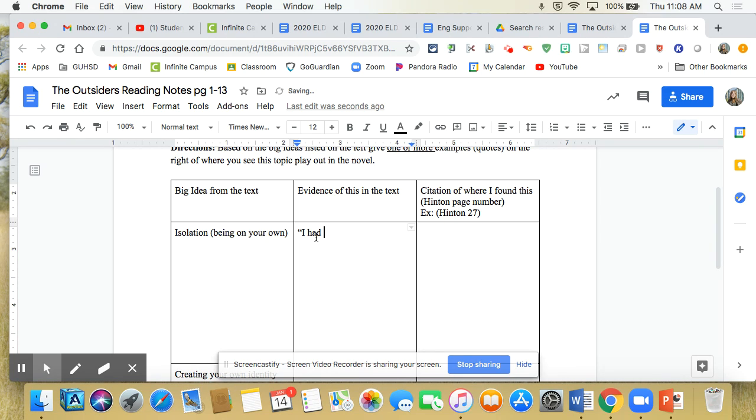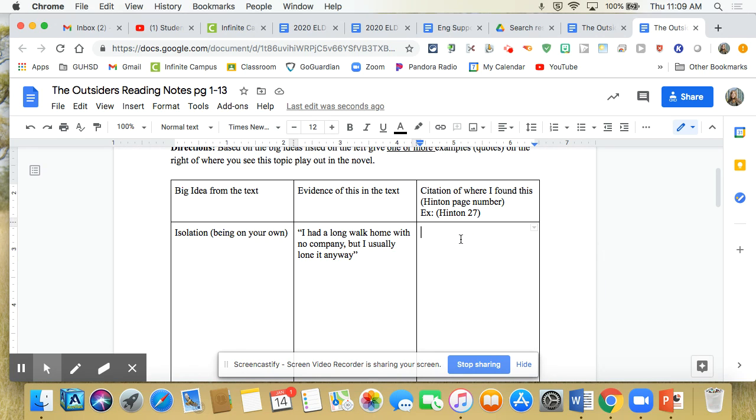And it says, "I had a long walk home with no company, but I usually loan it anyway." So this quote comes from page 3 in your PDF, where Ponyboy, our main character, is talking about how he likes to be alone at the movie theaters. So we've copied our quote here into this box.